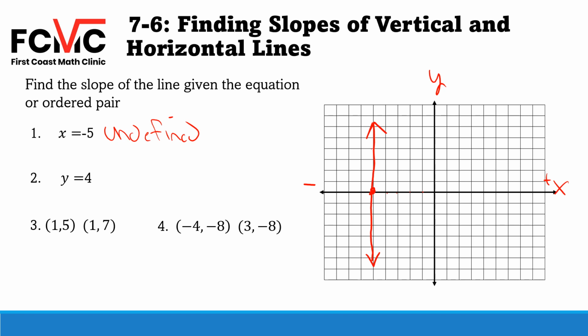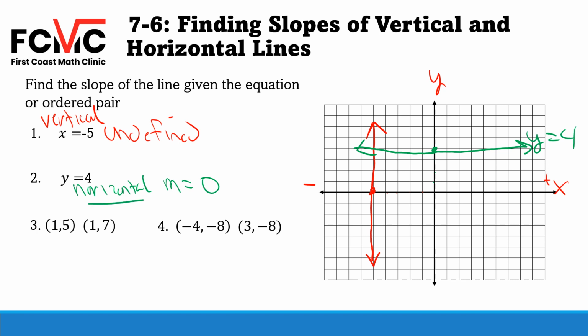Number 2, y equals 4, so let's find 4 on the y-axis. 1, 2, 3, 4. So this is y equals 4, so this is a horizontal line. This is vertical. So we know the slope of our horizontal line, m, is going to equal 0. All right, so once we identify it as horizontal or vertical, we don't have to do any calculations. We know that our slope has to be 0 or our slope has to be undefined if it's horizontal or vertical.